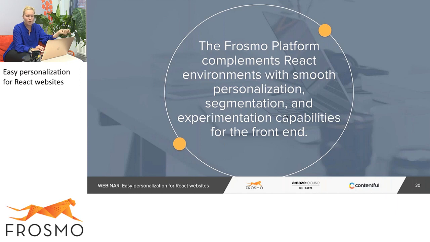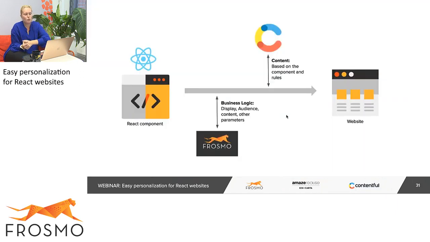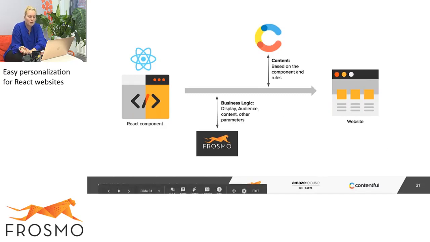How it works, I have this kind of illustration. So basically you have your React component, and then that gets the business logic, like who should see this content or component, and then other parameters, how it should appear from Frosmo. And then you query the content just like in a basic Contentful React combination. You query the content from Contentful and then it's rendered on the website.